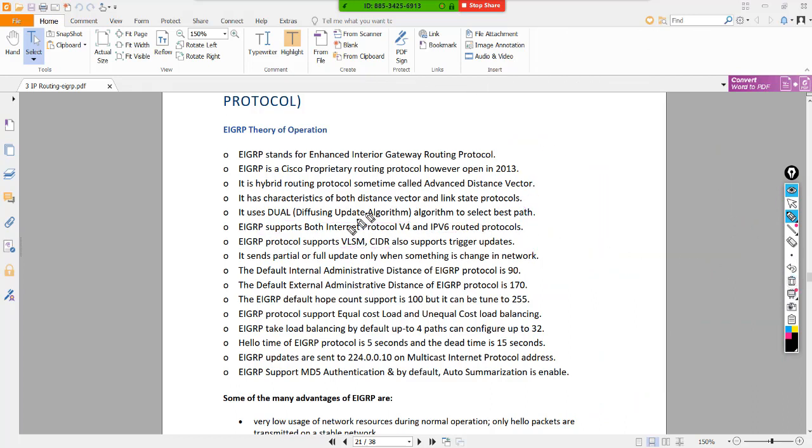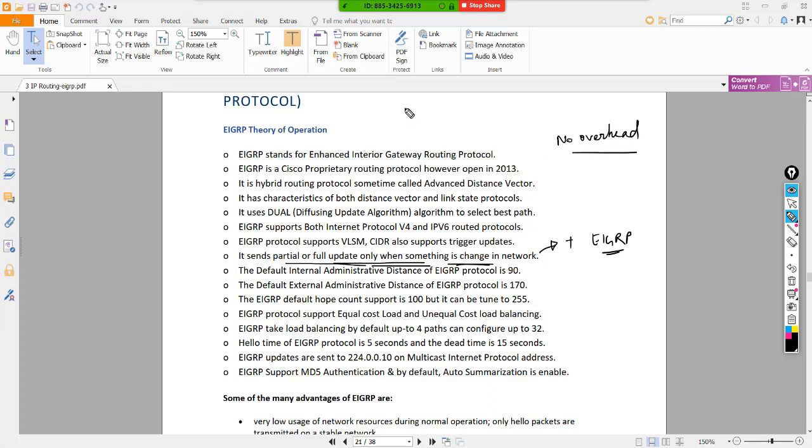EIGRP sends a partial or full update only when something is changed in the network. Now this is a plus point of EIGRP. Why do I say it's a plus point? Because it's not going to send the complete database, so there will be no overhead on the routers.